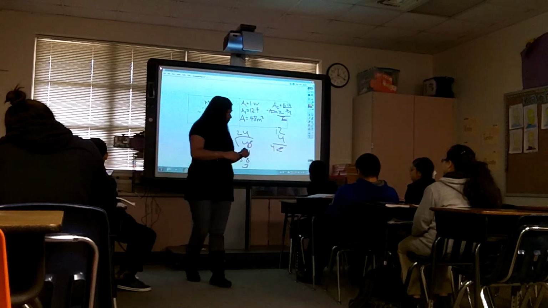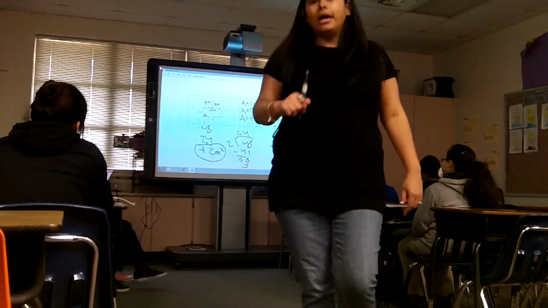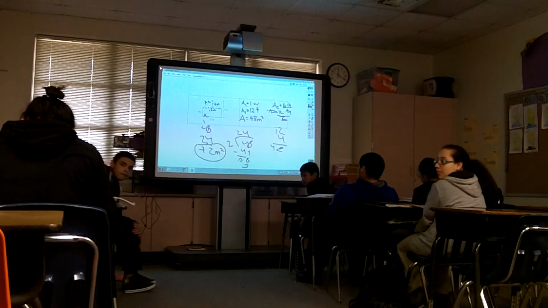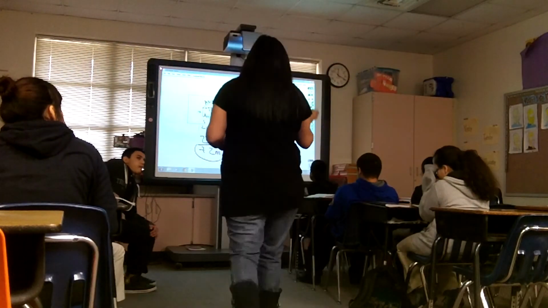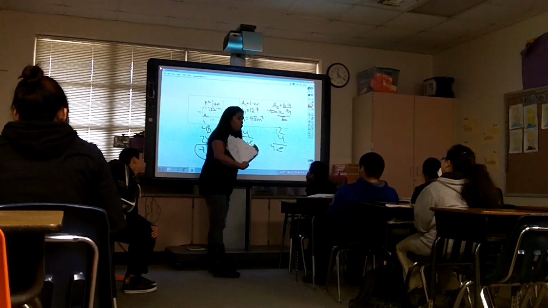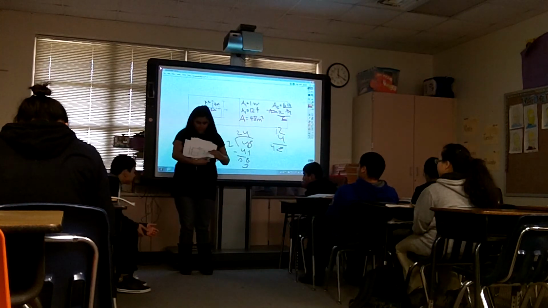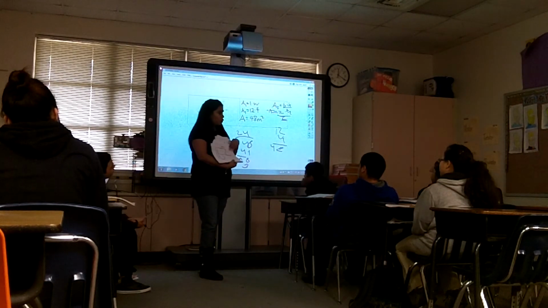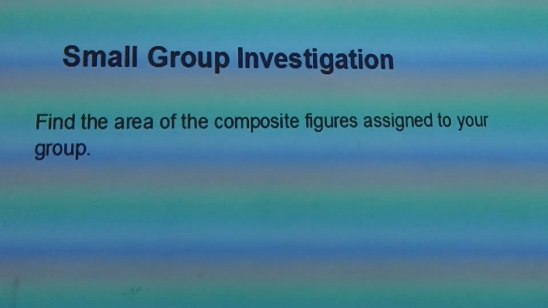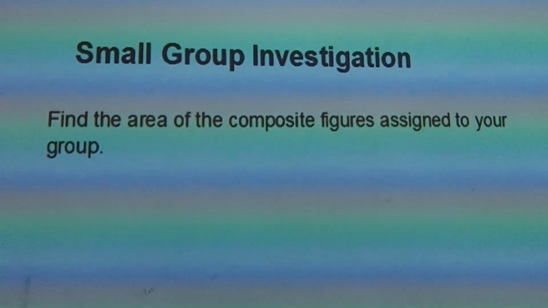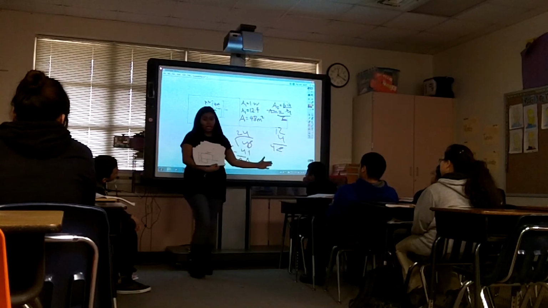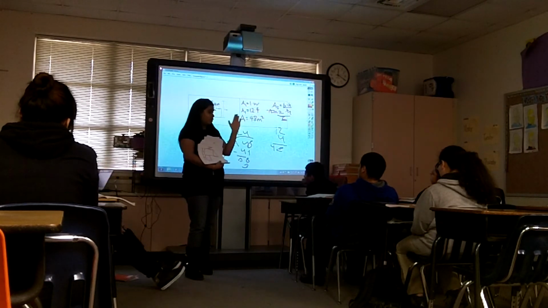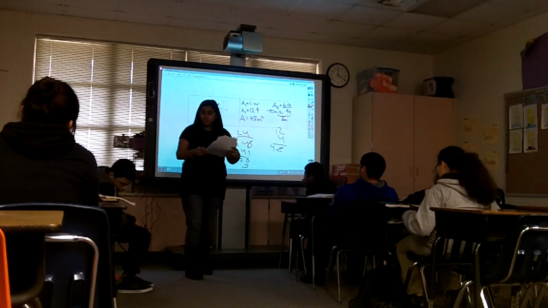Alright, last thing that you're going to do, I'm going to give each group a shape, and you're going to figure out together in your row the area of that shape. Each group is going to receive a different one, okay? Now, I'm going to give opposite groups the same one so we can compare what area we got, okay? So any questions?